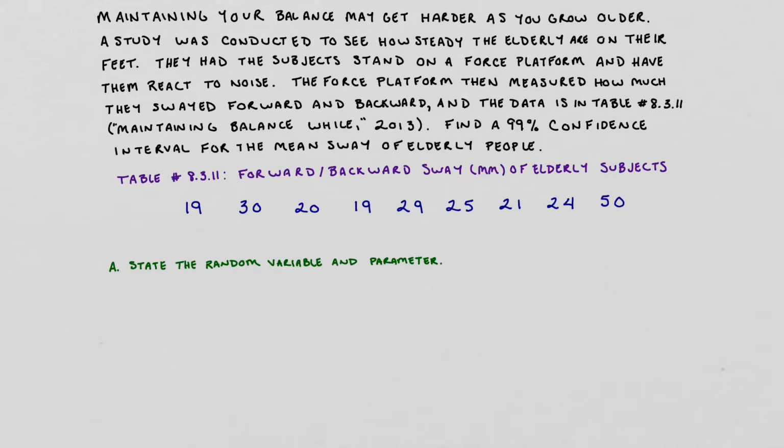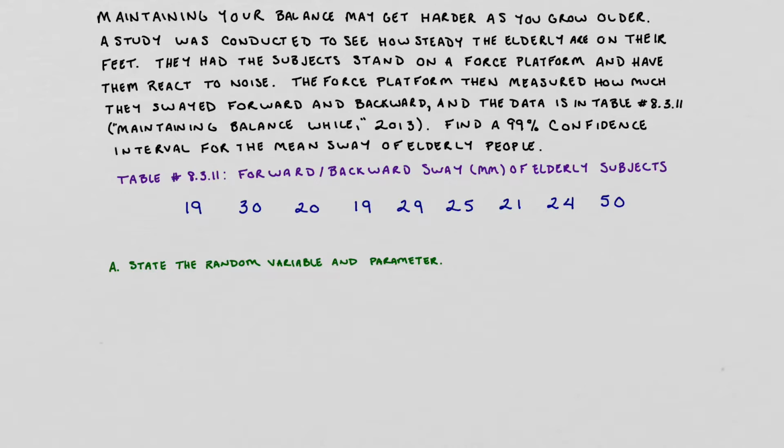Hi everyone, this video is for section 8.3, 1 sample intervals for the mean. The question that we're going to be looking at reads, maintaining your balance may get harder as you grow older. A study was conducted to see how steady the elderly are on their feet. They had the subjects stand on a force platform and react to noise. The force platform then measured how much they swayed forward and backward, and the data is in table 8.3.11.